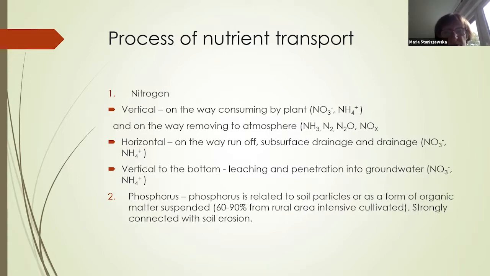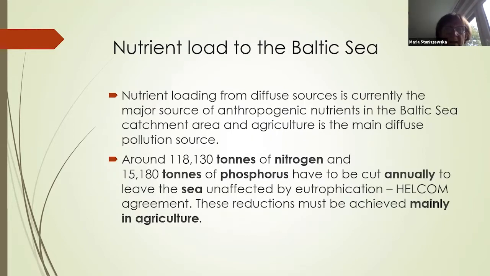And phosphorus is related to soil particles and suspended matter, 60 to 90% from areas of intensive cultivation, and phosphorus transport is connected with soil erosion. Of course, the transportation is to the water, to groundwater, to the surface water, and finally to the Baltic Sea.